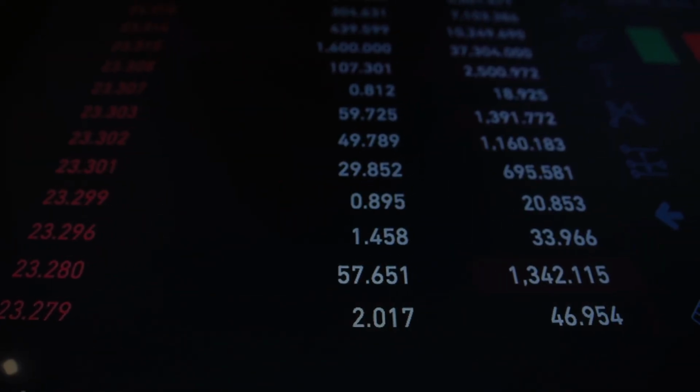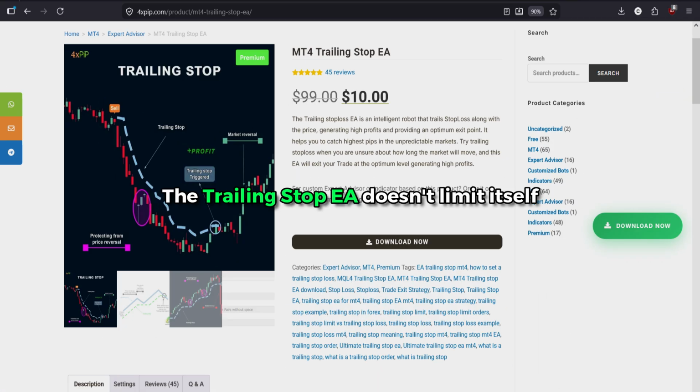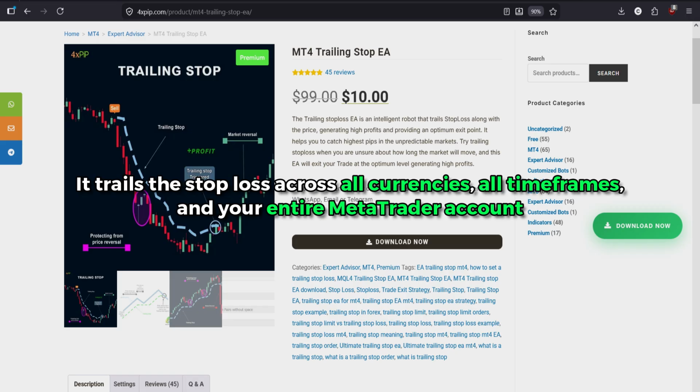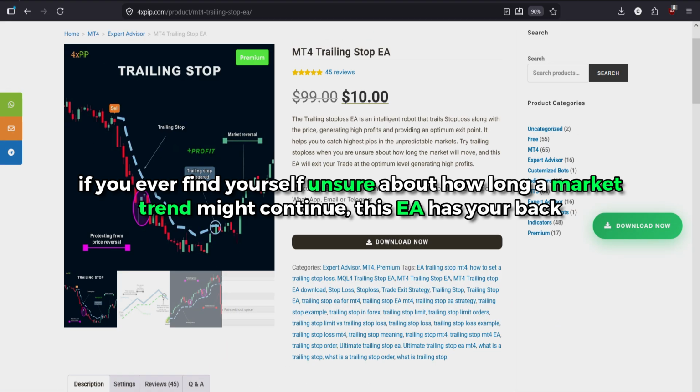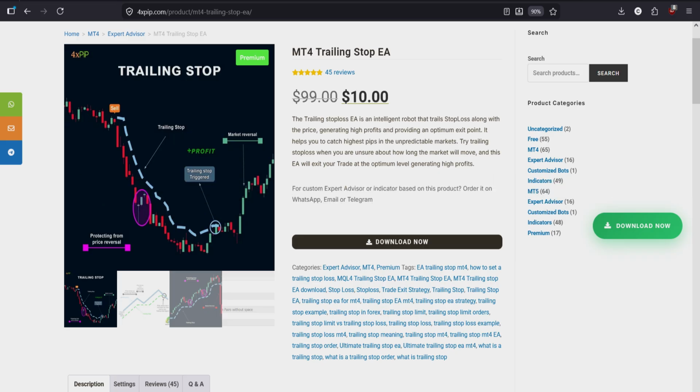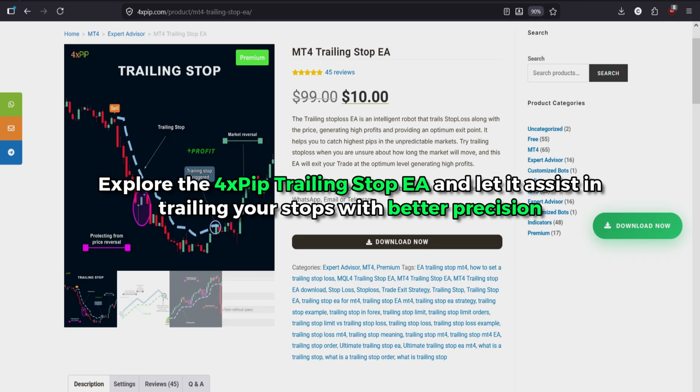Benefit number 4. The trailing stop EA doesn't limit itself. It trails the stop loss across all currencies, all time frames, and your entire MetaTrader account. Benefit number 5. If you ever find yourself unsure about how long a market trend might continue, this EA has your back. Explore the Forex pip trailing stop EA and let it assist in trailing your stops with better precision.